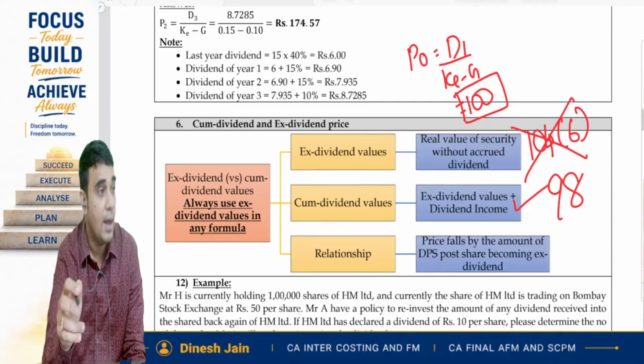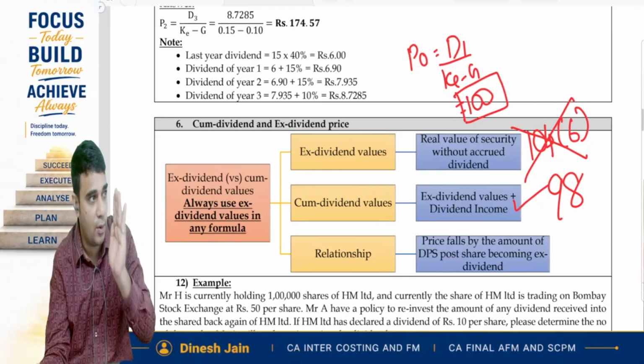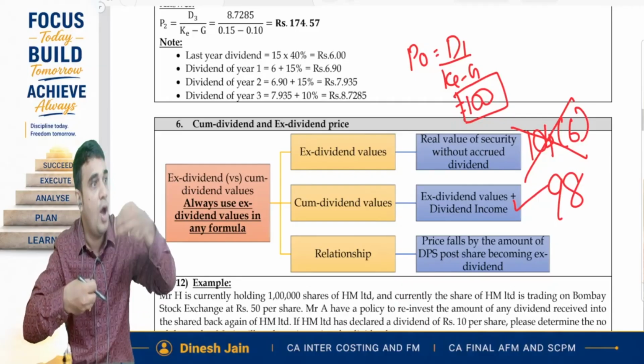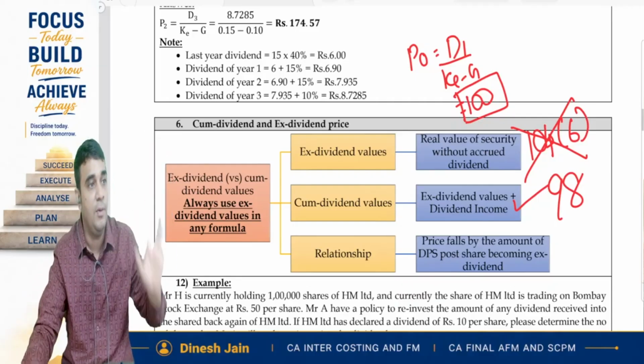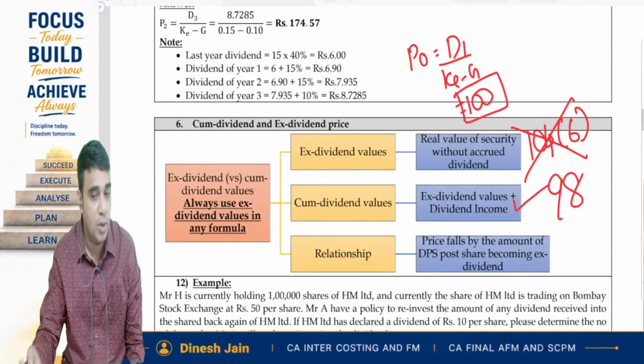your cum dividend value. For example, property 1 crore 1 lakh on December 31, 1 lakh rent came to me. On January 1, it will be at 1 crore. It will fall by the amount of income.